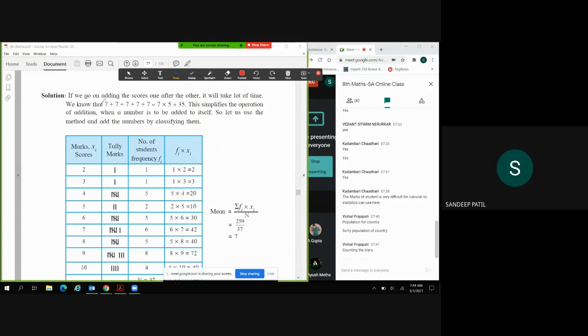If we go on adding the scores one after the other, it will take a lot of time, right? So we know that 7 plus 7 plus 7 plus 7 plus 7, that is 7 into 5, is equal to 35. This simplifies the operation of addition. When a number is to be added to itself, let us use the method and add the numbers by classifying them. So we classify them, and we know how many times each number has come.